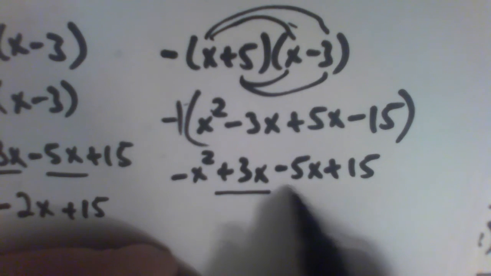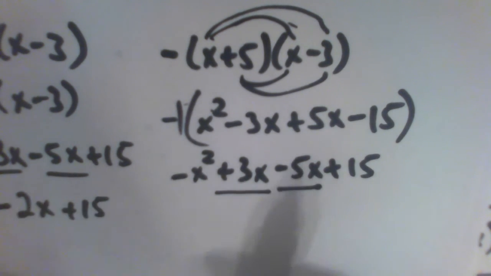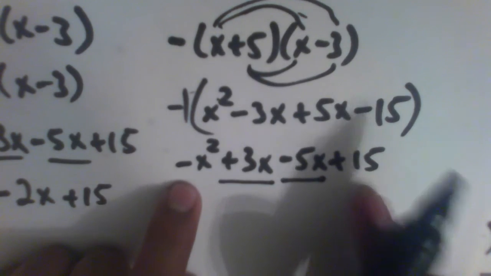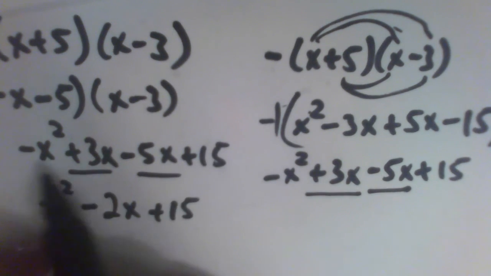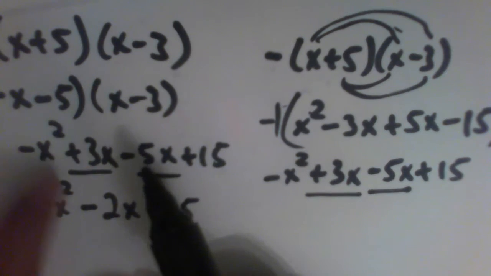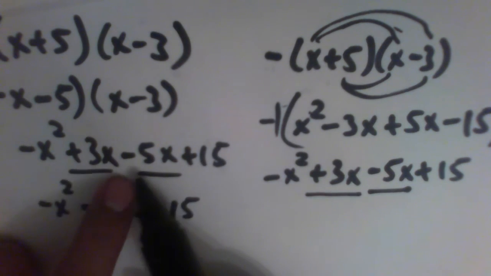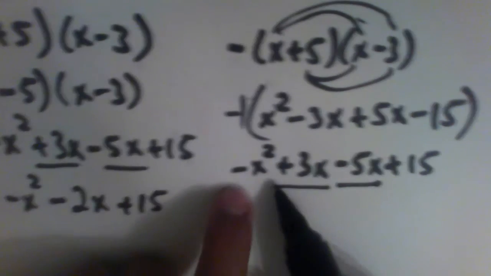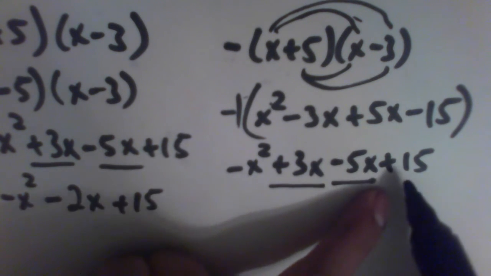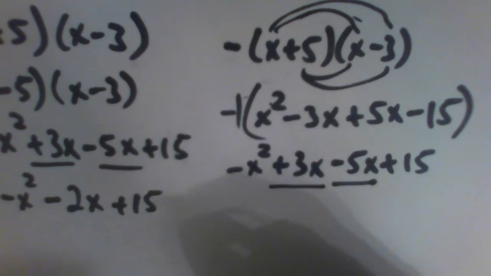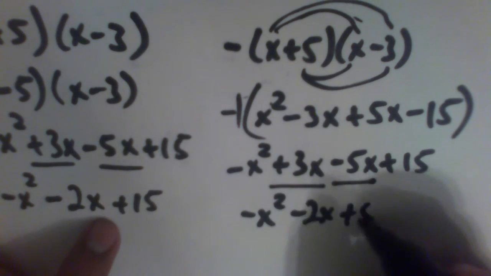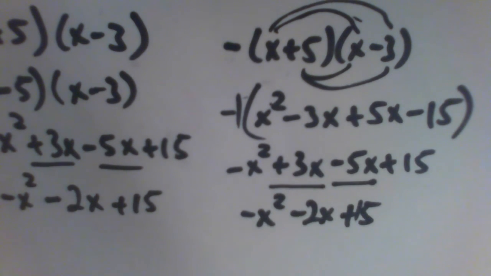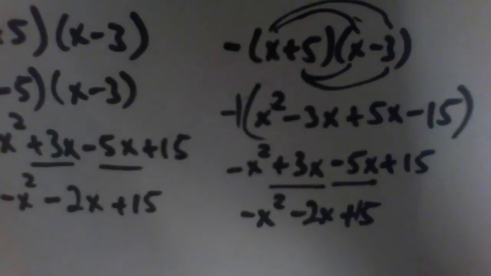So I have a 3x and a minus 5x. But if you guys notice, this is exactly the same thing as when we distributed the negative sign first. Look, minus x squared plus 3x minus 5x plus 15. Minus x squared plus 3x minus 5x plus 15. It's the same thing, which leads me to the conclusion that we'll get the same result. Alright, so that's it for distributive property.